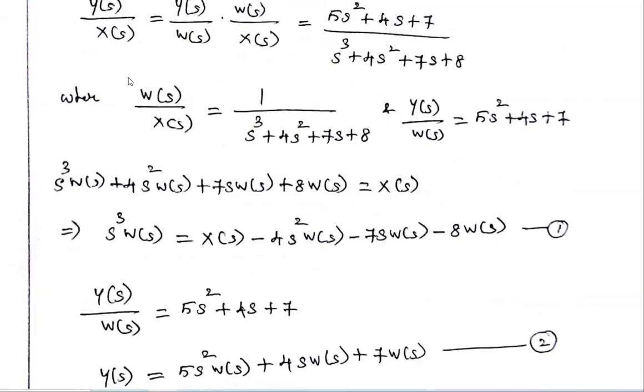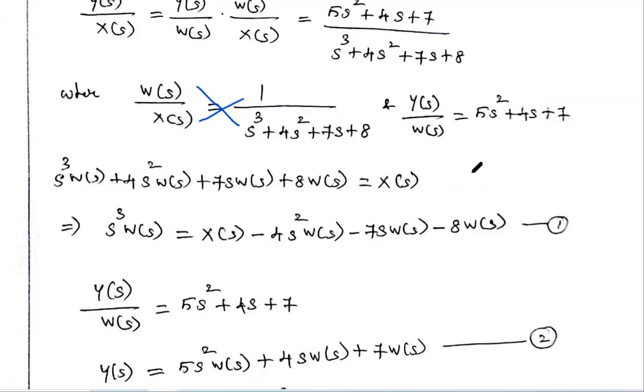Then from the first part, W by X is equal to 1 by this denominator. So you cross multiply these two things and these two things. Cross multiplying means W(s) into s power 3, 4s squared, 7s plus 8, you multiply to here, and this X(s) is coming to this side. So you see the equation: s cubed W(s) plus 4s squared W(s) plus 7s W(s) plus 8 W(s) equals X(s). So you got this equation.